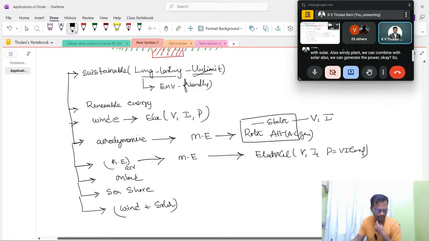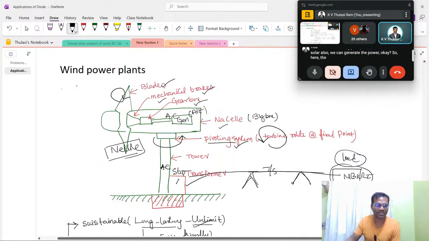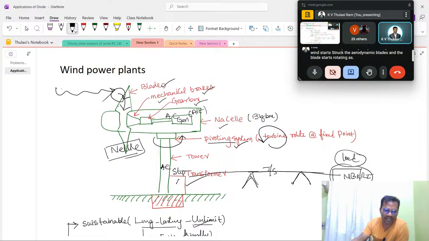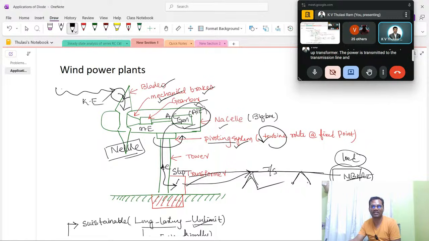Okay, so here the technique is very simple. As I already told, the wind strikes the aerodynamic blades and the blades start rotating. As the blades rotate, the kinetic energy of the wind is converted into mechanical energy. To reduce the speed of the blades, mechanical brakes are used, and this mechanical energy is converted into electrical energy with the help of an alternator. Through wires it is connected to the step up transformer, through which the power is transmitted to the transmission line, and it reaches the nearby load. So that's what is happening in a wind turbine.